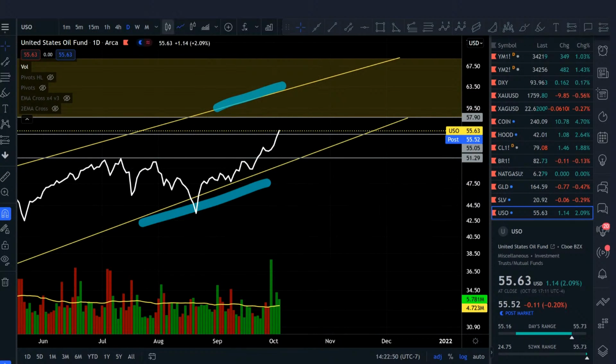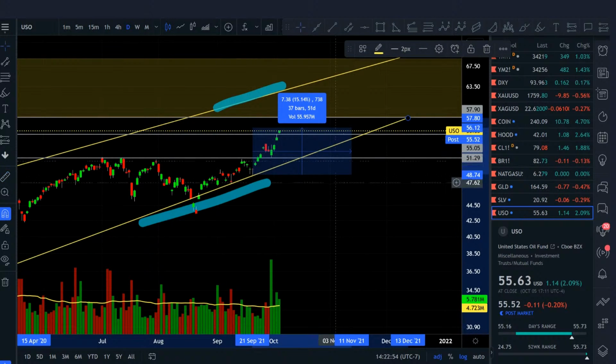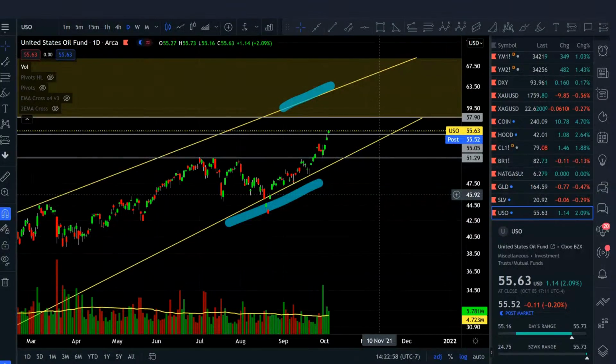So it's definitely possible, but I'm going to watch for some pullback because we had a pullback here. This is our last chance, September 21, to try to get in right here. Just a quick educational lesson there.